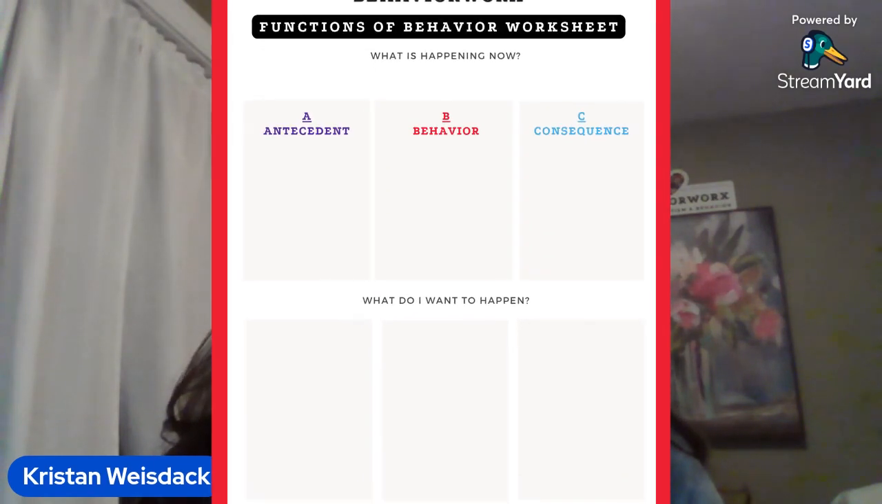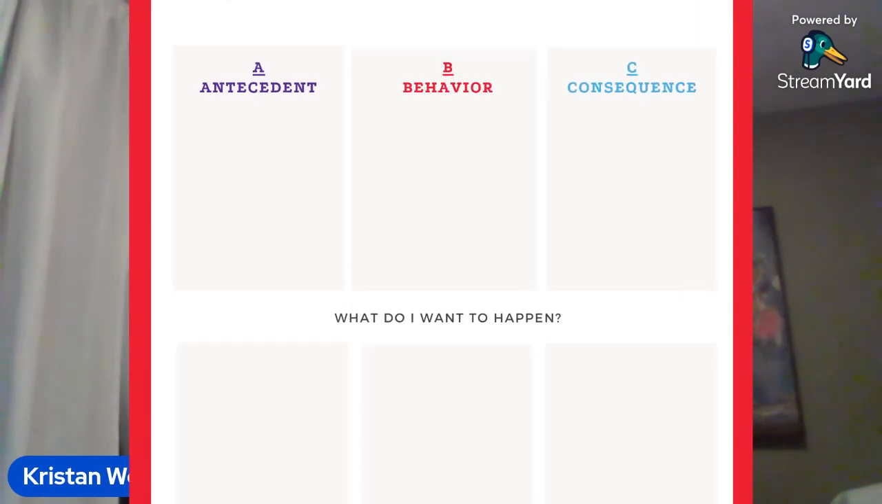The second sheet that you'll receive is an ABC chart. So it's antecedent, behavior, and consequence, and it's broken down into 2 sections. At the top, it says what's happening now, and at the bottom, it says what we want to have happen. So let's go ahead and get into the behavioral momentum technique when there's refusal.